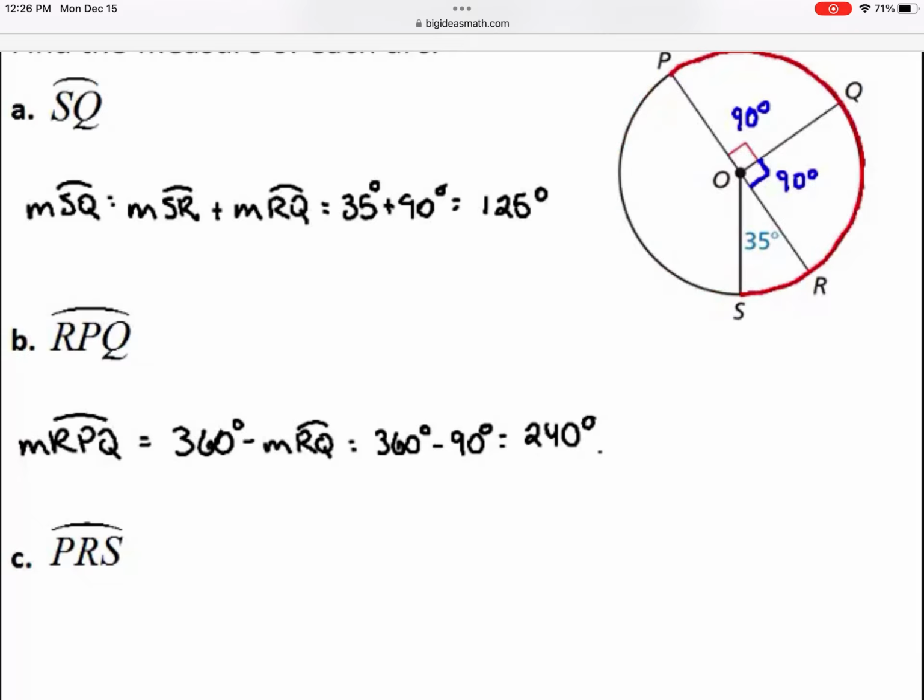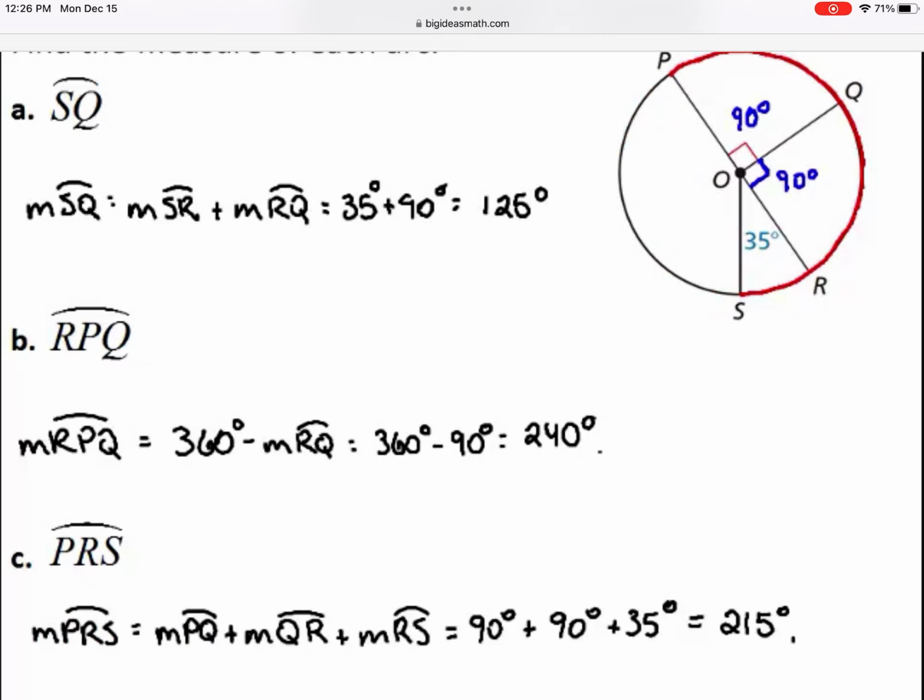Part C. Arc PRS. The measure of arc PRS equals the measure of arc PQ plus the measure of arc QR plus the measure of arc RS, which equals 90 degrees plus 90 degrees plus 35 degrees, or 215 degrees.